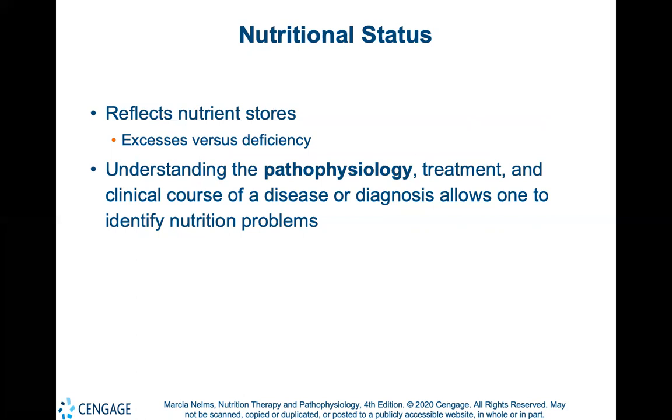Determination of nutritional risk involves the attempt to predict potential nutritional problems based on the client's current health status. Pathophysiology is defined as alterations from normal anatomy and physiology that occur as a result of disease or injury. Understanding pathophysiology, treatment, and clinical course of disease or diagnosis allows one to identify nutrition problems for an individual and ultimately determine the nutrition diagnosis.